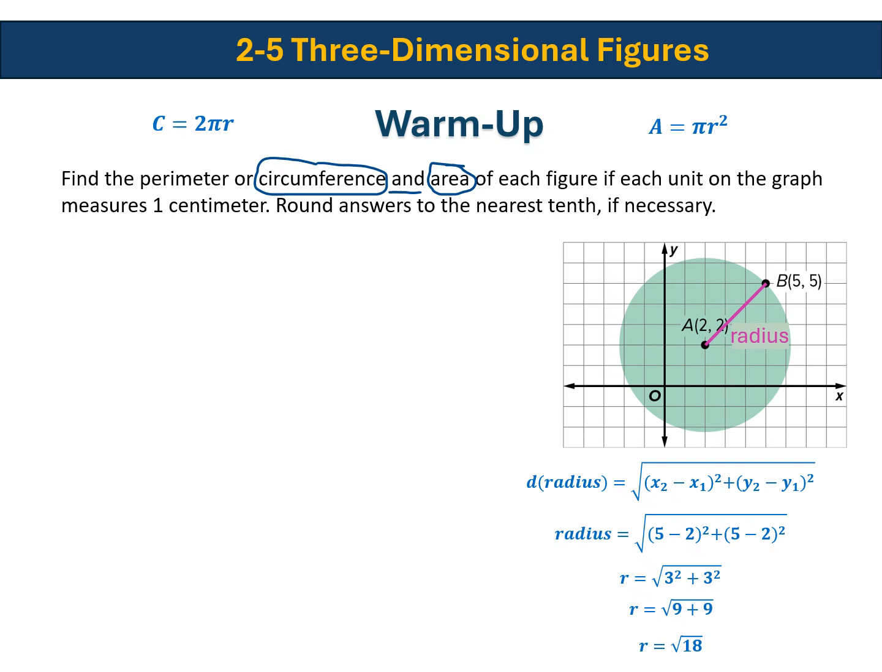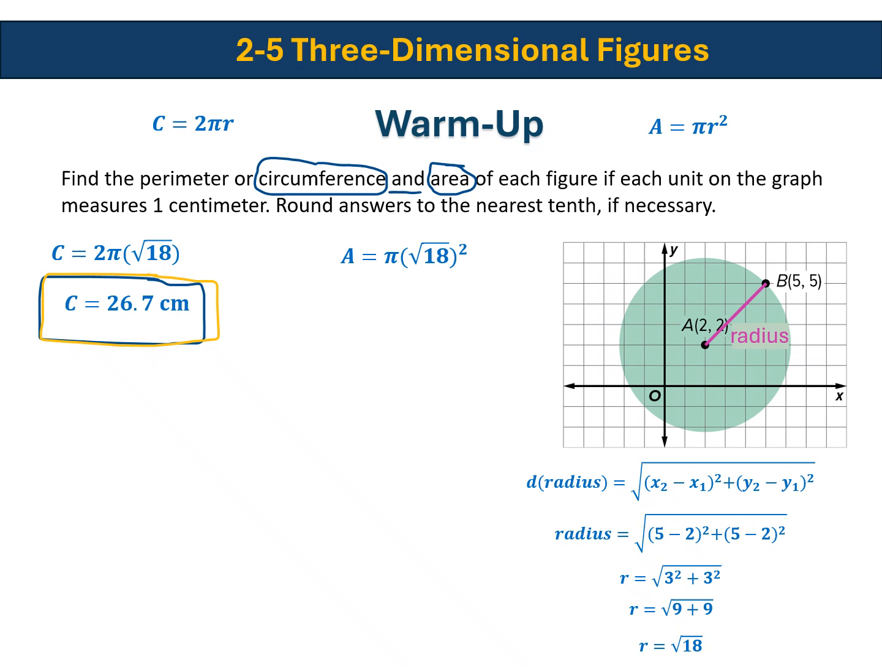Now we're ready to plug it into our formulas now that we know it. As a reminder, we do not simplify to the end, so we leave the radius as the square root of 18. So the circumference is 2 times pi times the square root of 18. Simplifying, we end up with the circumference equals 26.7 centimeters. And that is the answer for the circumference.